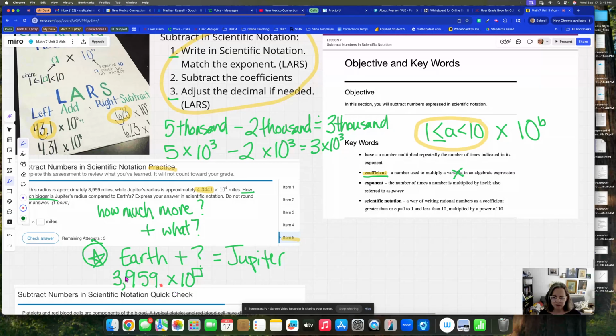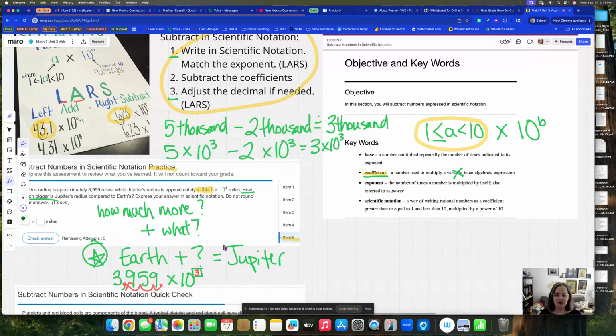Decimal point is here. I need it to be here. That means I have to move it 1, 2, 3 times to the left. Okay? Left, that's a positive power of 3. Also because it's a big number, right? Okay? The numbers less than 1 are the negative exponents.